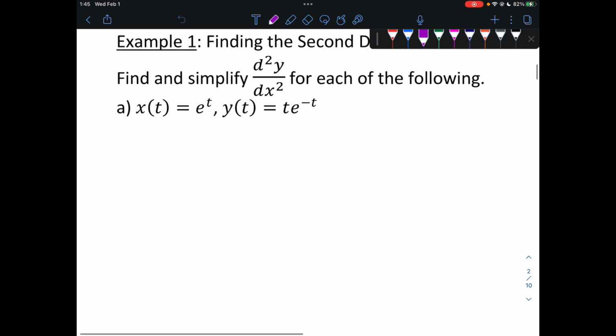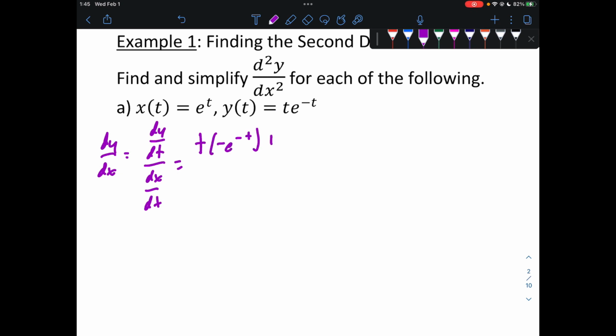Find the second derivative. All right, so first derivative, dy/dx is going to be equal to dy/dt over dx/dt. For dy/dt, we're going to need to do a product rule with that, so it's going to be first times derivative of the second plus second times derivative of the first, which is 1, over dx/dt, which is just e to the t.